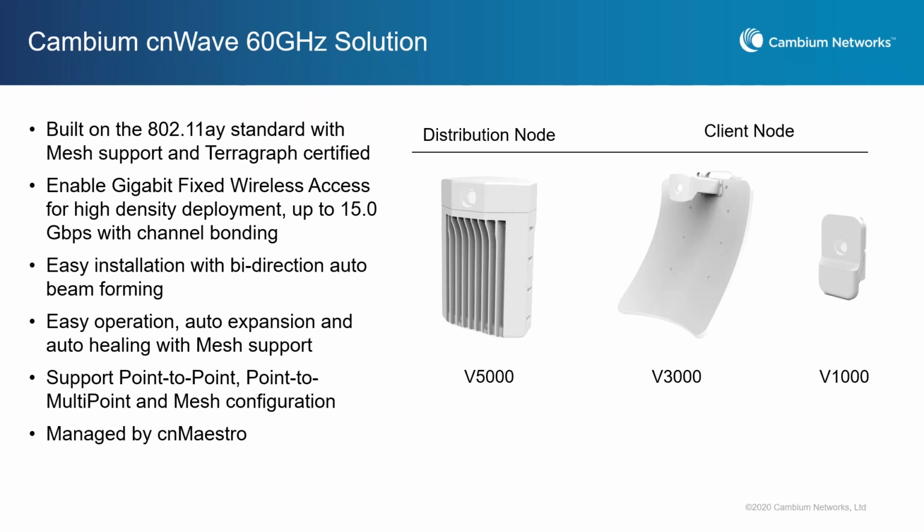With the mesh, the network is more like a live network. You can add more nodes and expand your network. In case you have a hardware failure, the routing table will be changed accordingly, so it provides additional redundancy to improve the overall network availability. All radios are software-defined radios. We support point-to-point, point-to-multipoint, and mesh configurations.